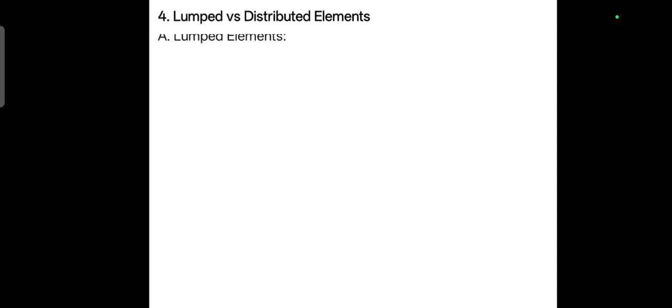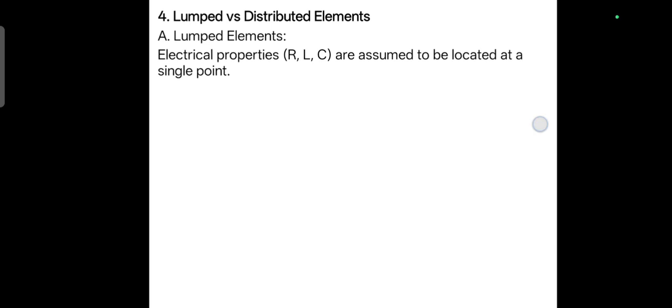Then the last comparison between the elements used in electrical circuits is lumped versus distributed elements. One by one we'll discuss. First are the lumped elements. Resistor, inductor and capacitor are assumed to be located at a single point. While analyzing the transmission line, we consider these three parameters at a single point, which is why it's called a lumped element.